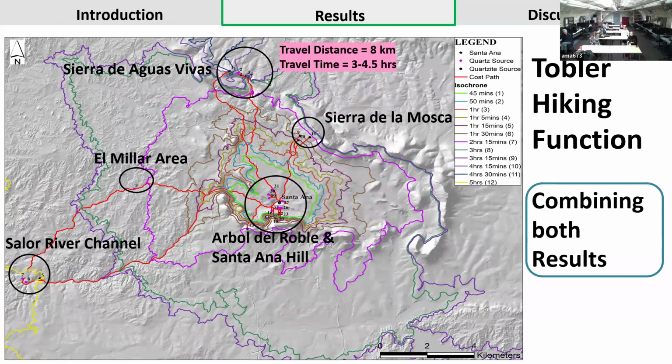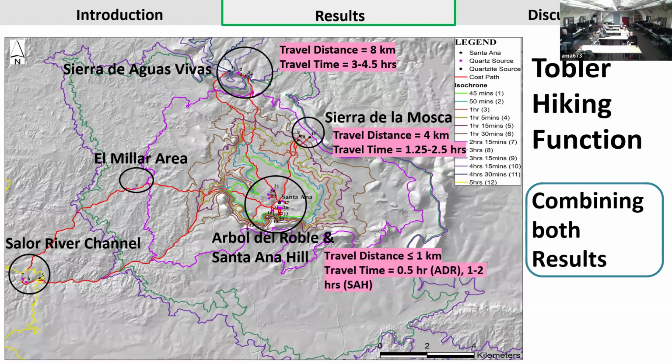For the first area, the Sierra de Agua Bibas area, the distance from Santa Ana to this area is about 8 kilometers, and it takes about 3 to 4.5 hours to walk from Santa Ana to this point. The second area, the Sierra de la Mosca area, is about 4 kilometers from Santa Ana, and it takes about 1.25 to 2.5 hours to walk. The third area, above the Rubble and the Santa Ana Hill, is less than 1 kilometer from Santa Ana. For the Rubble, it takes about 30 minutes to walk from Santa Ana to the point on the landscape where you find these geological outcrops.